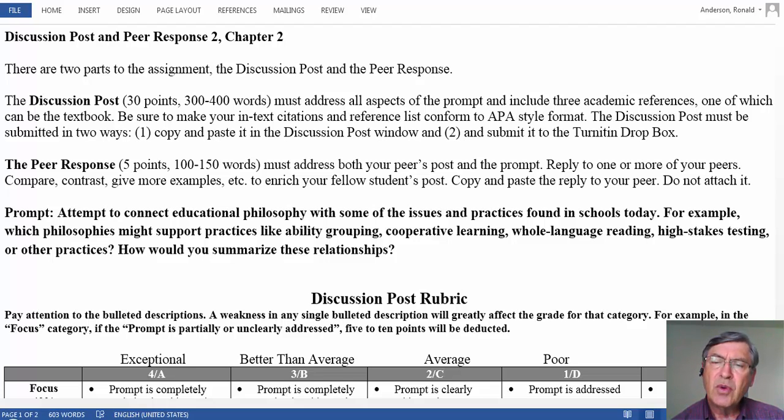Some of you may not know what whole language reading is, especially those of you who teach secondary school. Those in teaching elementary probably have a lot of information or know a lot about whole language reading. High stakes testing or other practices like bilingual education, dual language education, and so forth. There are a lot of different practices in the schools that you could talk about. So talk about several of them and talk about which philosophies best match these different practices that you find in schools. How would you summarize these relationships?